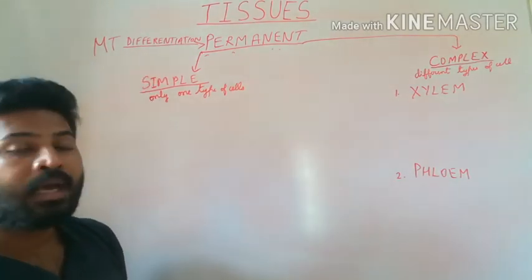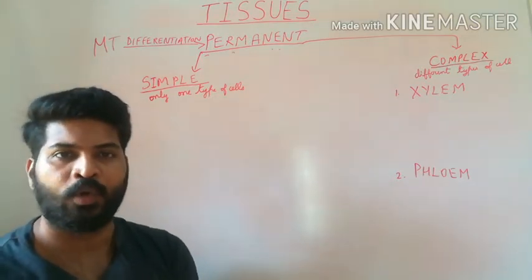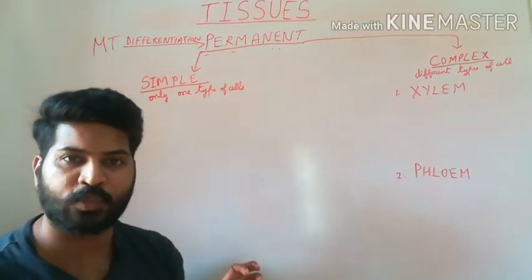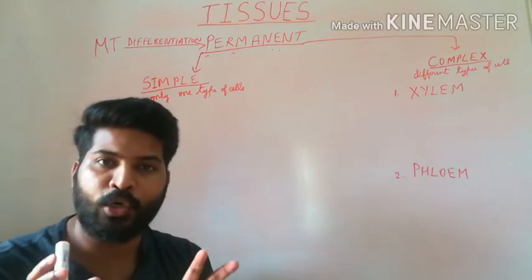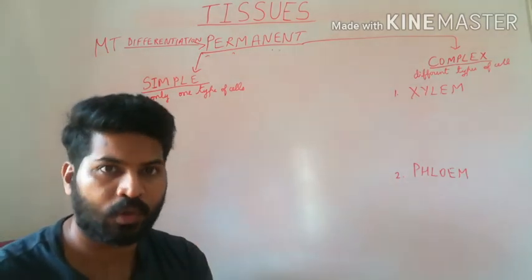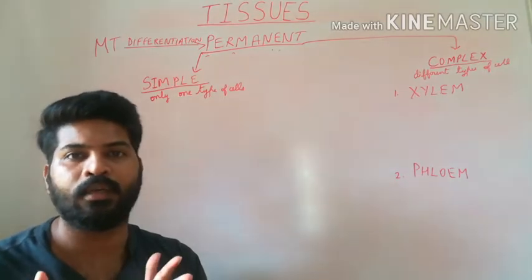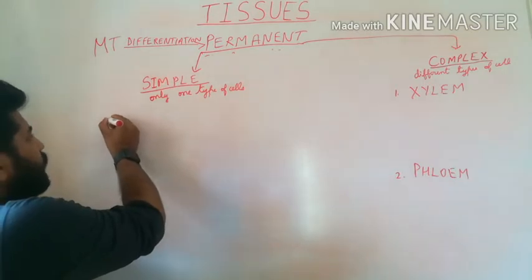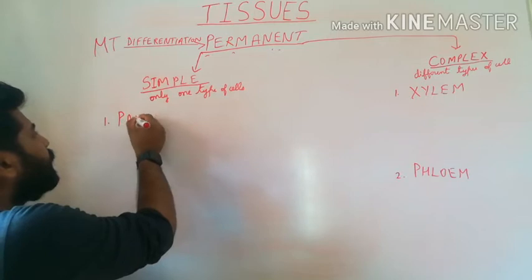There are three types of simple permanent tissue. What we will be doing is, we will take one tissue and then we will discuss in which part of the plant we find this type of tissue, what the cells look like, and what the role of this tissue in the plant is. Very simple. Simple permanent tissue is further divided into three types.